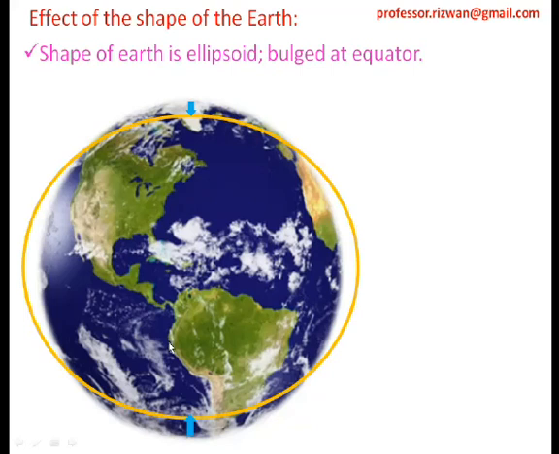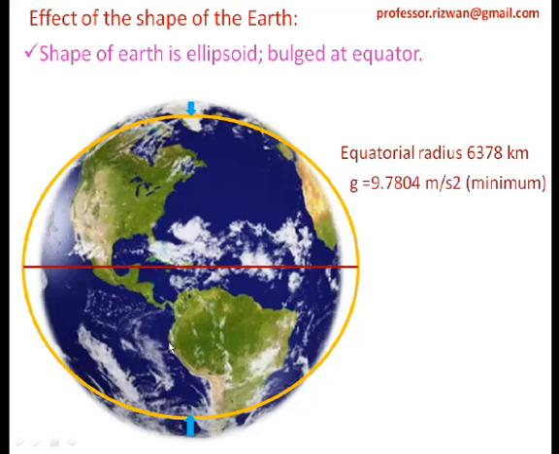The actual shape of the earth looks like an ellipsoid, where the radius along the equator is more than the polar radius. So the equatorial radius is more than the polar radius. The equatorial radius measures 6378 kilometers.